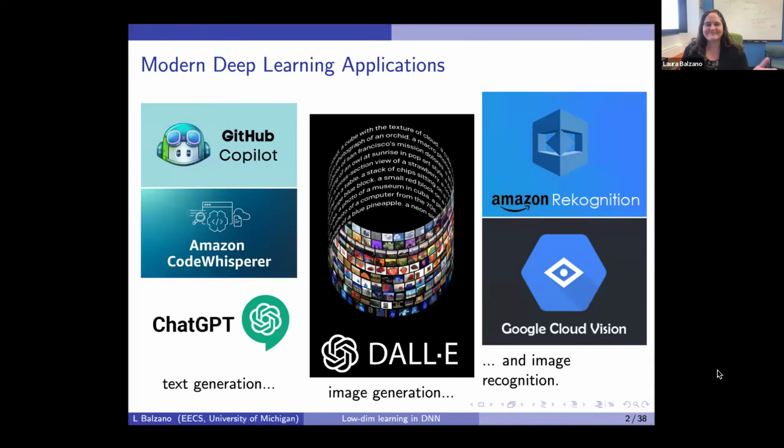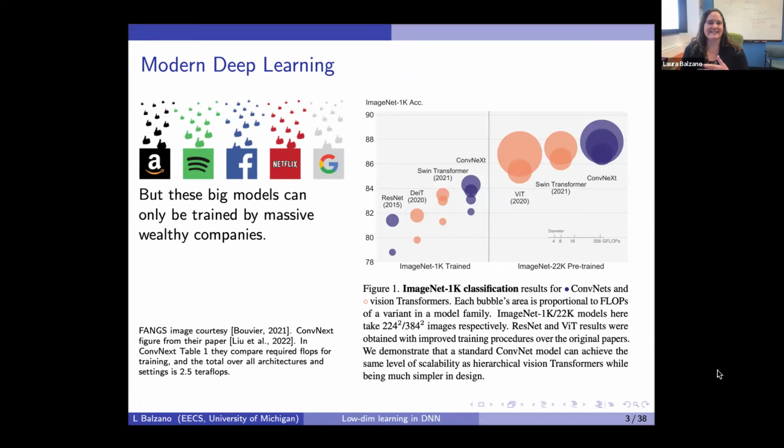Okay, so as we all know, modern deep learning applications are making huge waves, not just within our community anymore, but also in the public, with amazing performance for programming assistance, interaction through chat, image generation, image recognition, and so on. But unfortunately, all of these applications I just showed you are owned, trained, and designed by massive, wealthy companies.